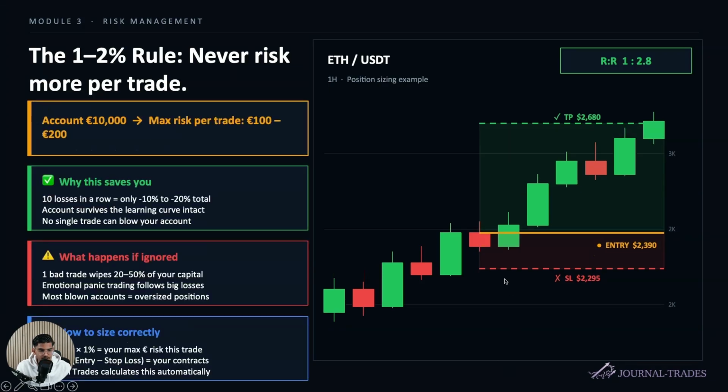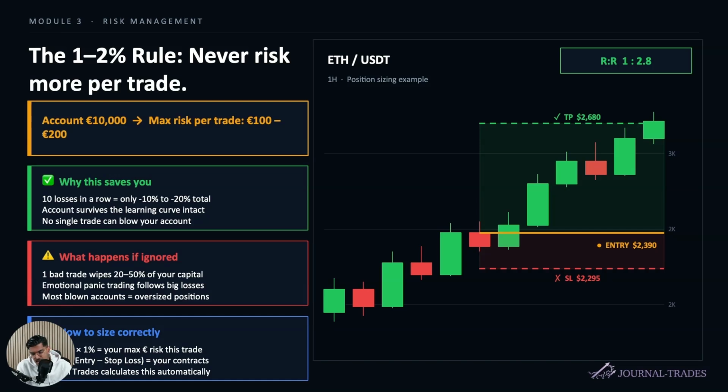So let's move on to the next slide, which explains that you can only take about 1 to 2% risk per trade. What does this mean? If you have a $100 account, you can only lose $1 per trade at max. If you have a $1,000 account, you can lose $10. If you have a $10,000 account, you can lose about $100 per trade. This is something you need to understand correctly.